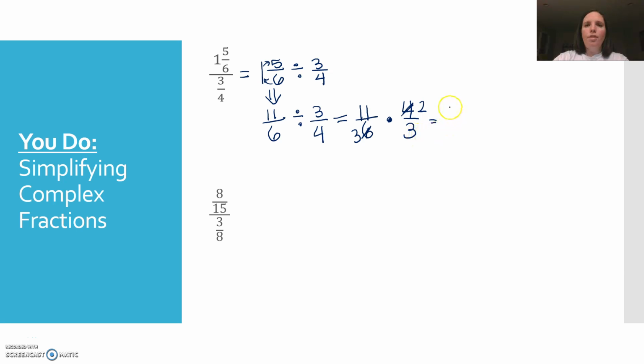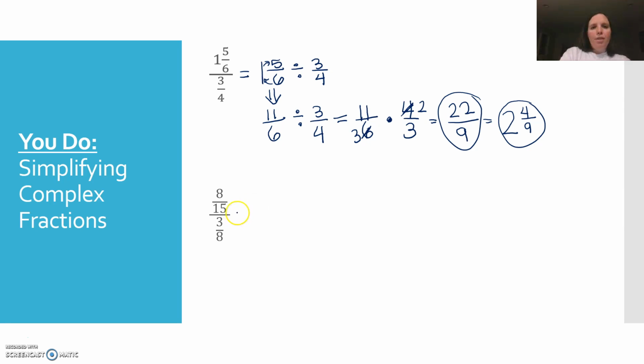No more common factors, so 11 and 2 gives me 22. 3 and 3 gives me 9. I can leave my answer as 22 over 9, or 9 goes into 22 twice with 4 left over. So either one of those answers would be just fine.